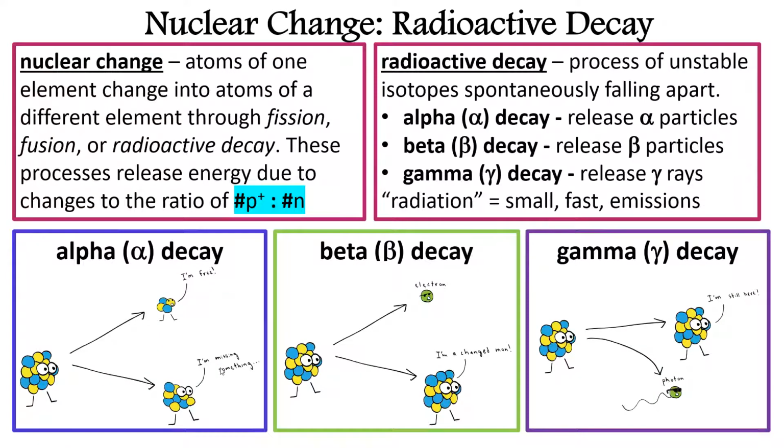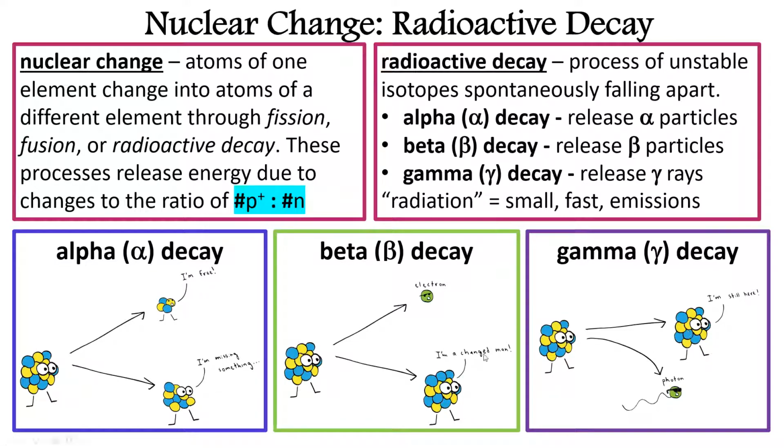Okay, so here's us zooming back out. Again, you can see these little pictures showing alpha decay: an alpha particle has been lost, and so this nucleus is now missing something. In beta decay, what's really happening is an electron is leaving and a neutron turns into a proton, so your nucleus is a little bit changed. And in gamma decay, you've got energy being released and the nucleus is the same.